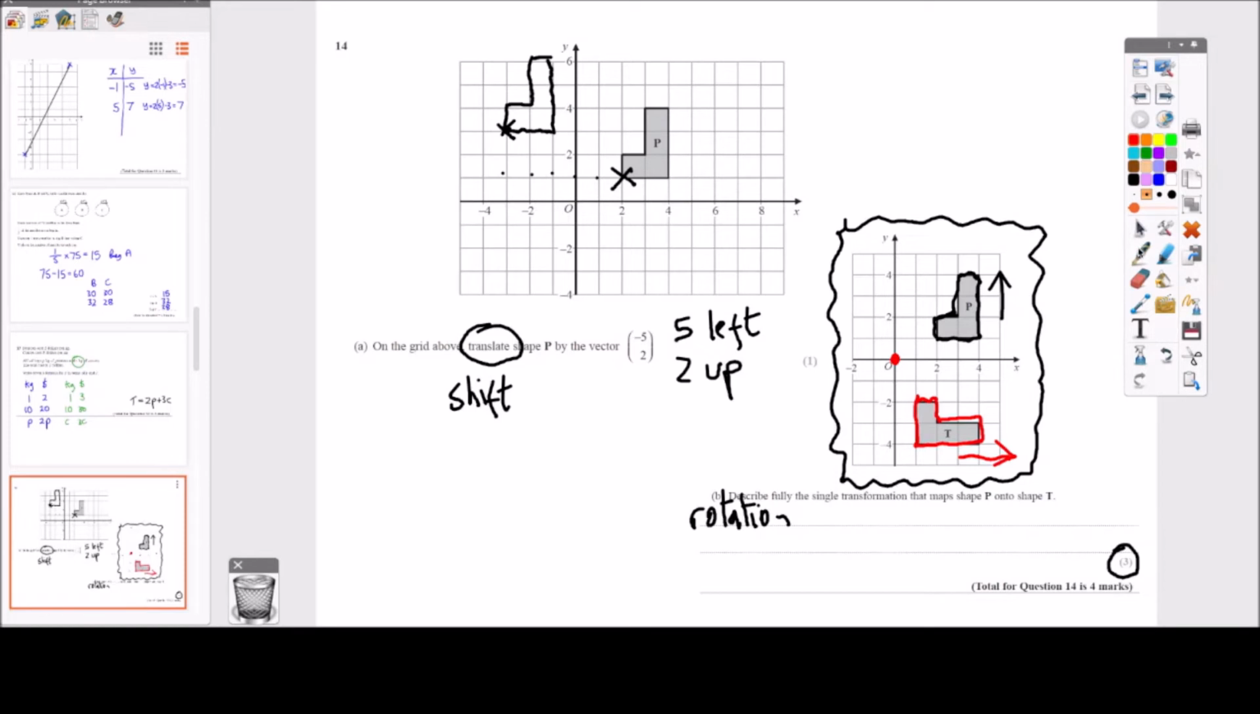So my final answer would be rotation, 1 mark, by 90 degrees clockwise, 2nd mark, but then you've got to say what the center of rotation is. So about the point 0, 0, or you could say center of rotation at the origin, okay? But just make it clear what your center of rotation is.